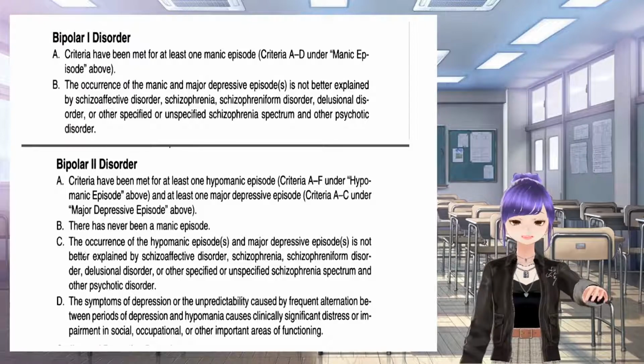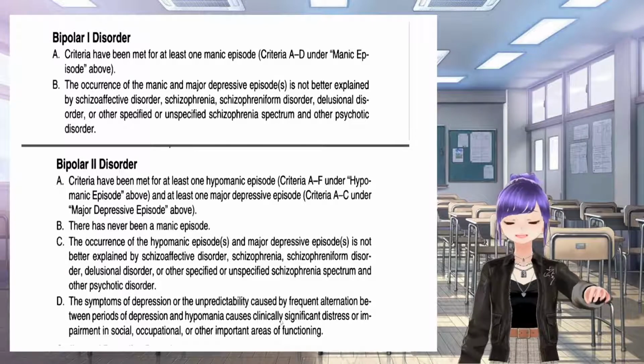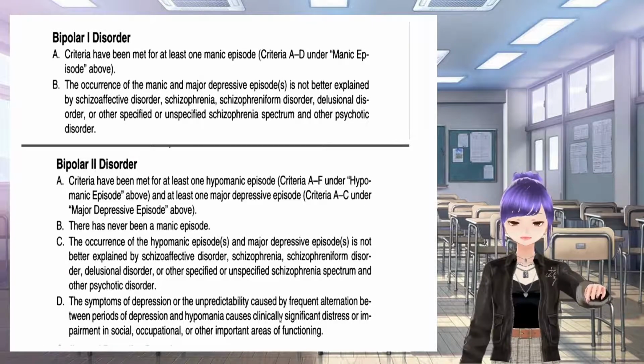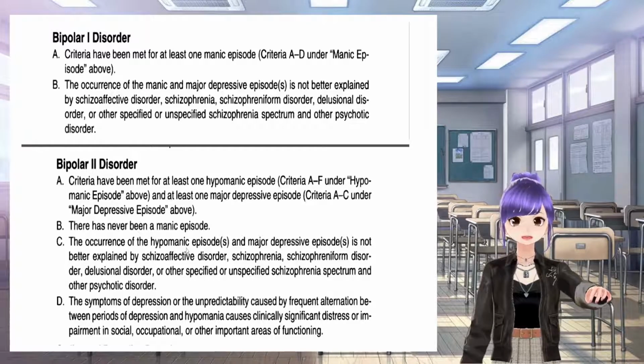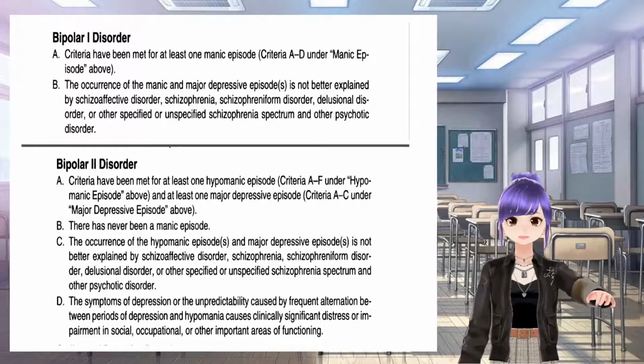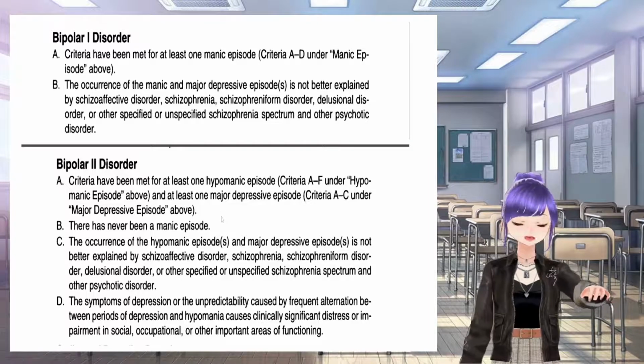Okay? The C clause is the schizophrenia spectrum clause, and the symptoms of depression or the unpredictability caused by frequent alternation between periods of depression and hypomania causes clinically significant distress or impairment in social, occupational, and or important areas of functioning. So, if you look at it, bipolar 1 is a severe bipolar disorder. Meanwhile, bipolar 2 is somehow moderate bipolar disorder in the context of our bipolar spectrum.